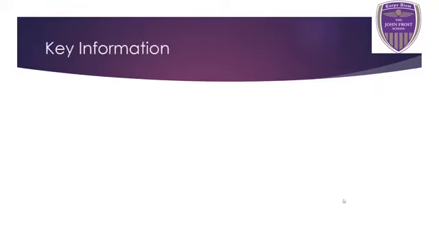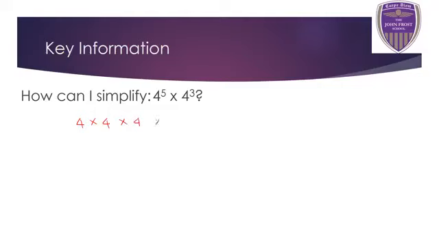Okay, a bit of key information that we need to know about these index laws. So here is the first part. How could I simplify 4 to the power of 5 multiplied by 4 to the power of 3? Well, I would do this by writing it out in full. Remember, 4 to the power of 5 means 4 times 4 times 4 times 4 times 4. You're multiplying the number 4 by itself. That's what this means.